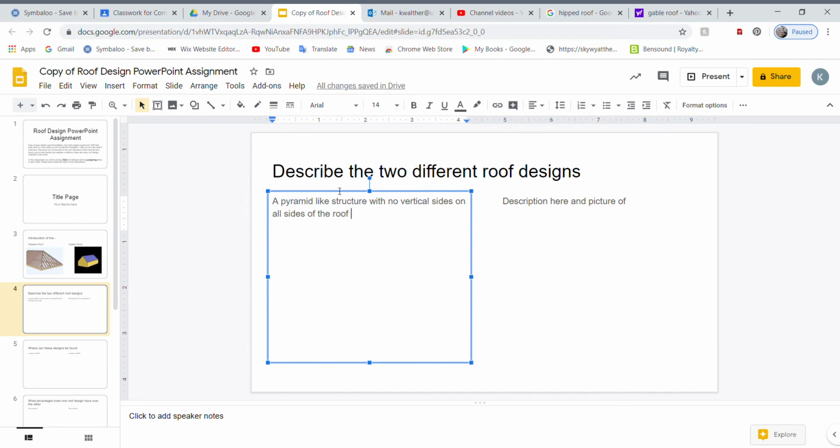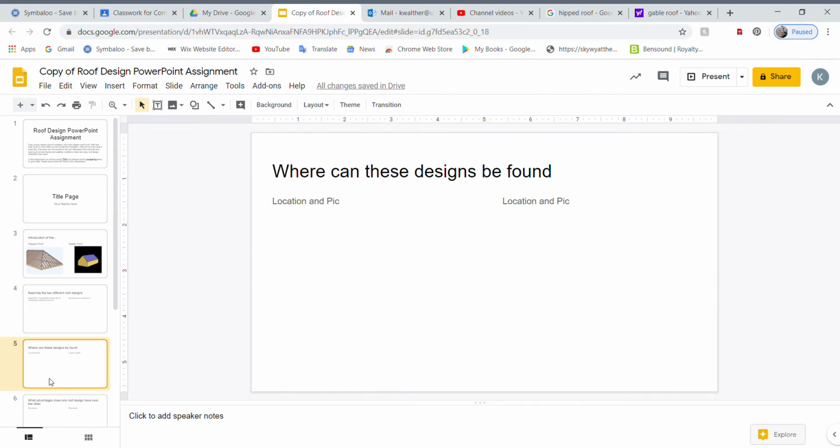All right? So a description, something that explains the difference or explains each of these. So in this case, I'd put the gable here. I do want to put the fact that I am talking about a hipped roof here. So I'm going to put that right there. All right, and I do the same thing for gable, and again, I'm going to put an image. Where can these designs be found?